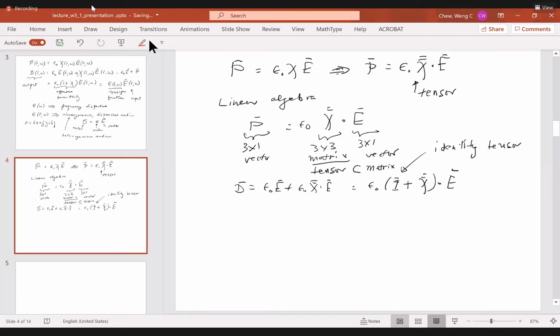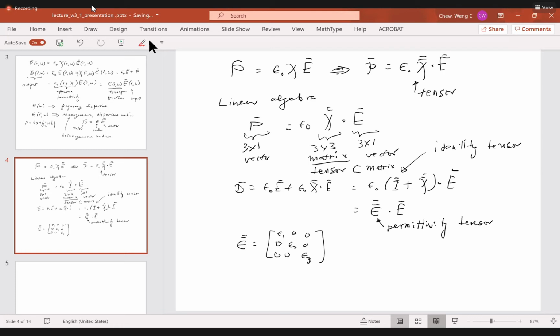Then what I have is that I can write this as a matrix times E. Now this is called a permittivity tensor. What are examples of a tensor? Well, the difference between a scalar and a tensor is that with a scalar, D and E point in the same direction. Let's assume that epsilon is a very simple tensor, with epsilon 1, epsilon 2, epsilon 3 on the diagonal and 0 elsewhere. So it's a 3 by 3 matrix.